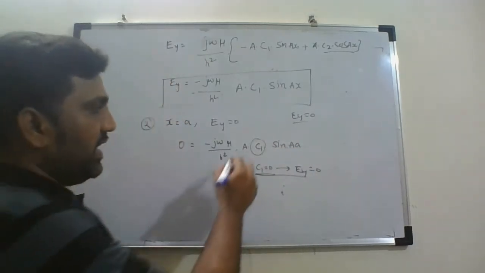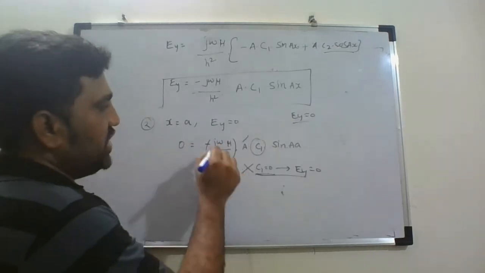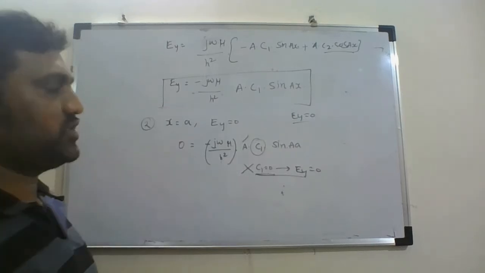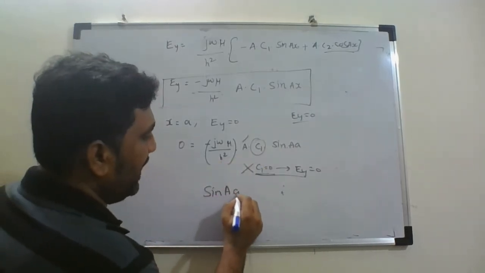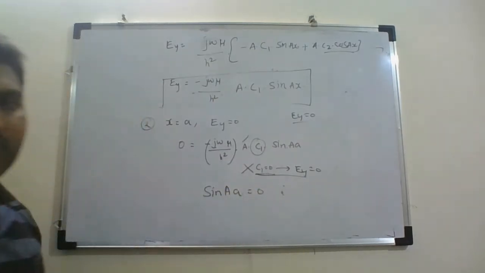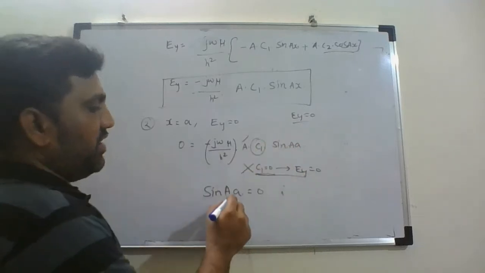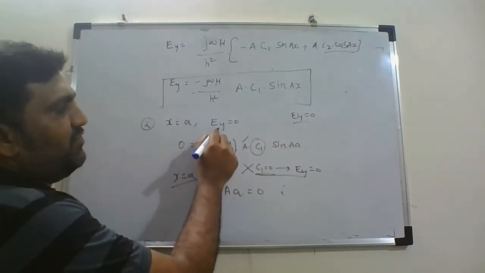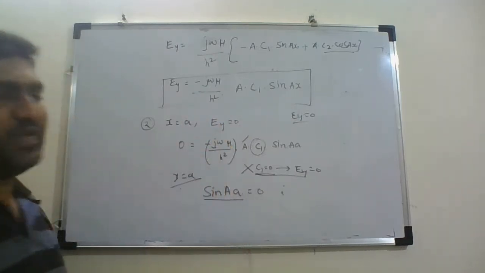Similarly, we cannot have a equal to 0 and we cannot have j omega mu by h square equal to 0. So the only possibility is sin aa becoming equal to 0. At this point, whenever x is equal to a, Ey is becoming 0 because sin aa is becoming 0.